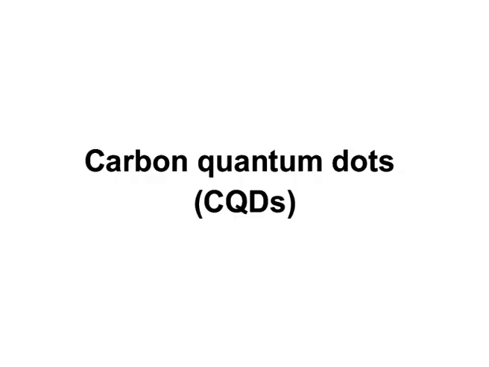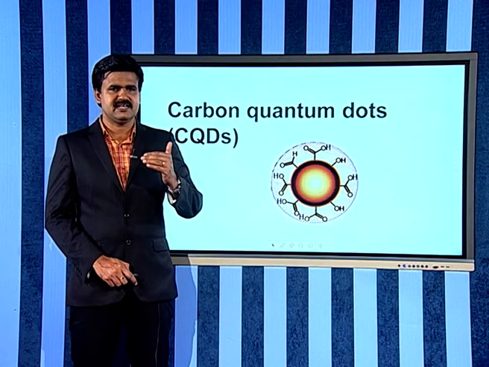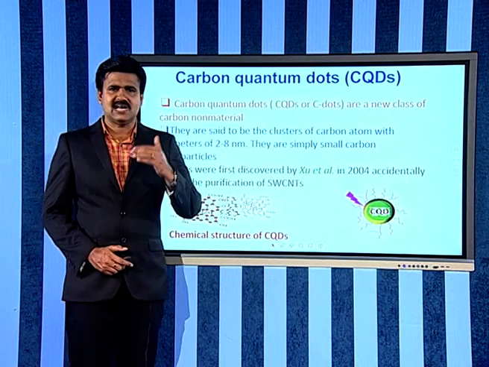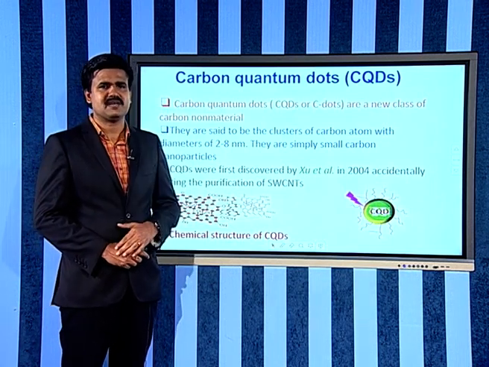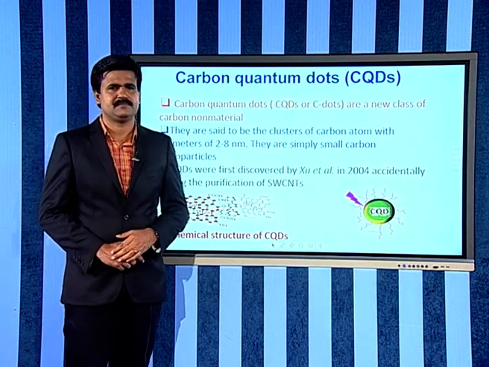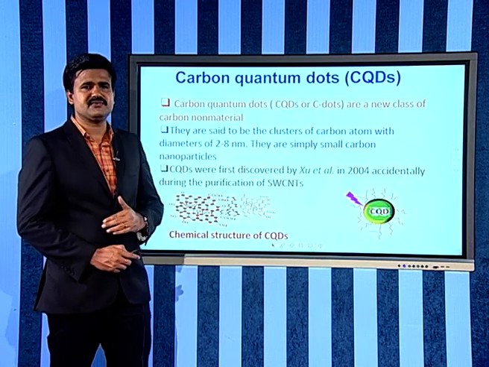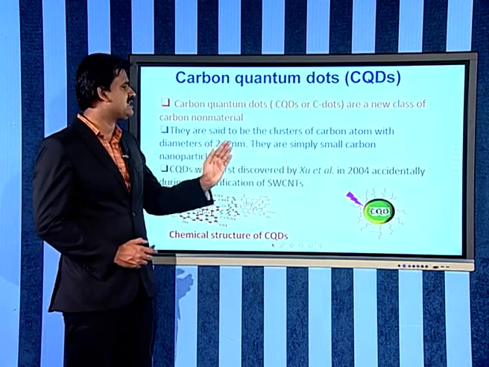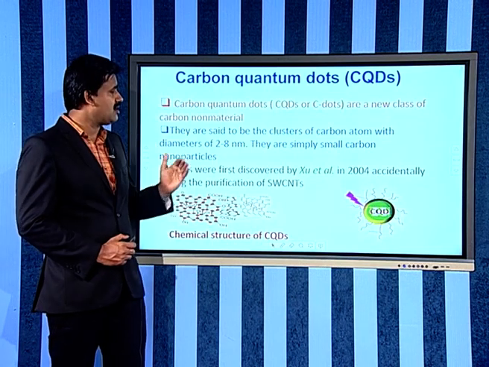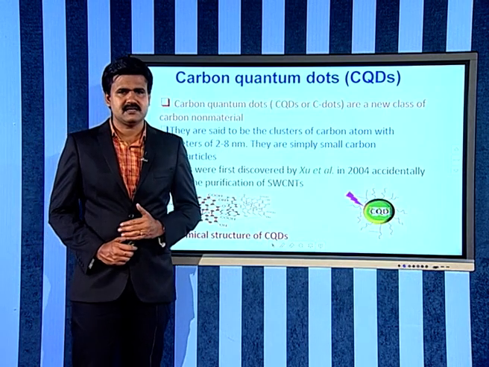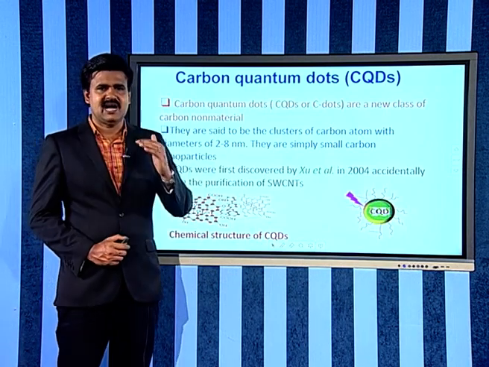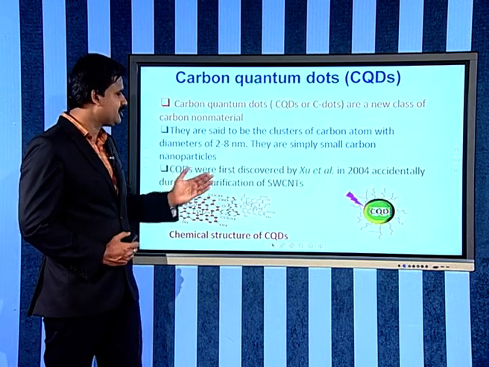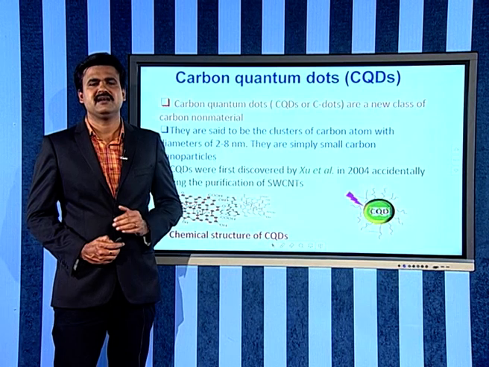The last type of carbon based nanomaterial that we considered in the present module is carbon quantum dots or CQDs. Carbon quantum dots are a new class of carbon material. Simply we can designate them as C dots. They are said to be clusters of carbon atoms with a small diameter, that is, the diameter is in the range of 2 to 8 nanometer. They are simply small carbon nanoparticles. CQDs were first discovered by Xu and his co-workers in 2004. It was an accidental discovery during the purification of single-walled carbon nanotubes.